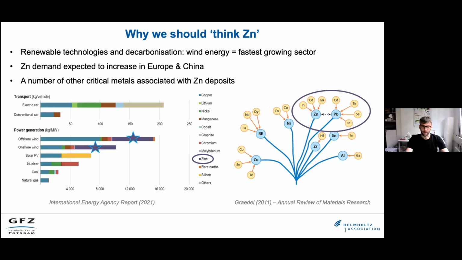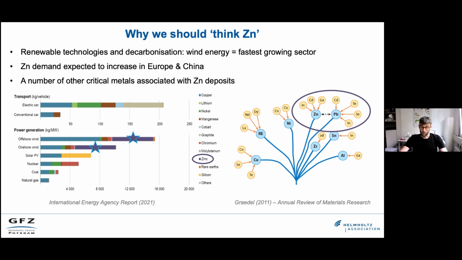Just as a brief introduction for why we should be interested in zinc, I'm sure we're all aware of the growing importance of renewable energy technologies and decarbonizing the economy. It's perhaps less well appreciated that there are going to be some major raw materials implications to this. As an example, we fully expect zinc demand to increase as we ramp up wind energy capacity. So it's really important that we discover large, high-grade deposits to supply these future resources.